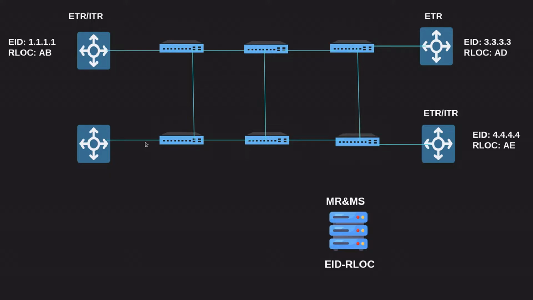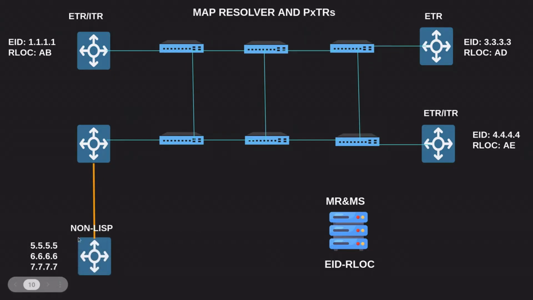So now let's take a look at an example. What if a site that is outside of a LISP domain, a site that is not running LISP, and we need to communicate with that site? How does that work? In this example, we have this network with 5.5.5.5, 6.6.6.6, and 7.7.7.7. And this is a non-LISP site. Basically, it's not part of the LISP domain.